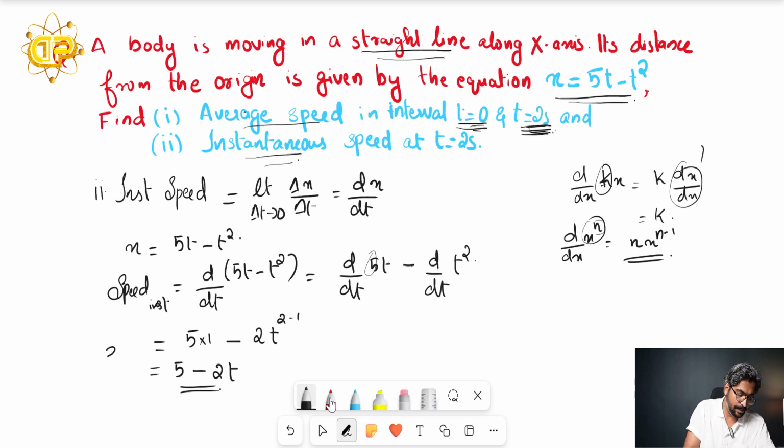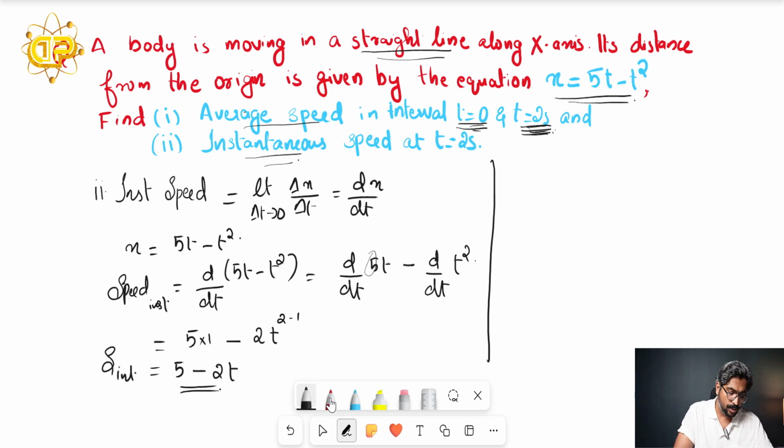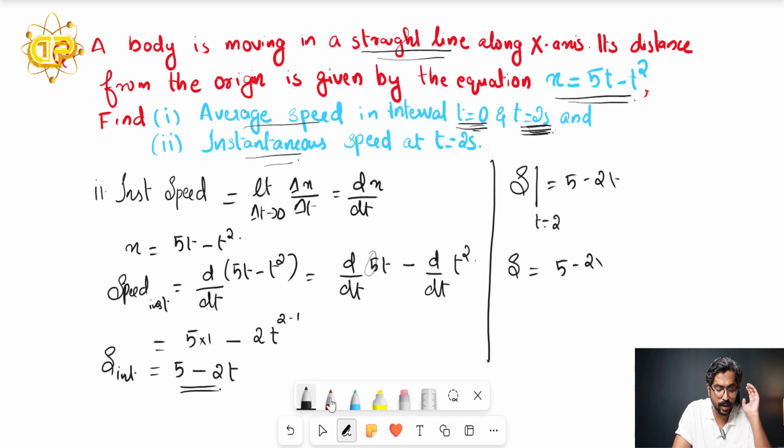So the instantaneous speed: you need to find out the instantaneous speed at time t is equal to 2 seconds, and you know the instantaneous speed is 5 minus 2t. You substitute the value t is equal to 2. So that will be equal to 5 minus 2 into 2, that is 1 meter per second. In the case of average speed, you got 3 meters per second, but in the case of instantaneous speed, you got 1 meter per second.